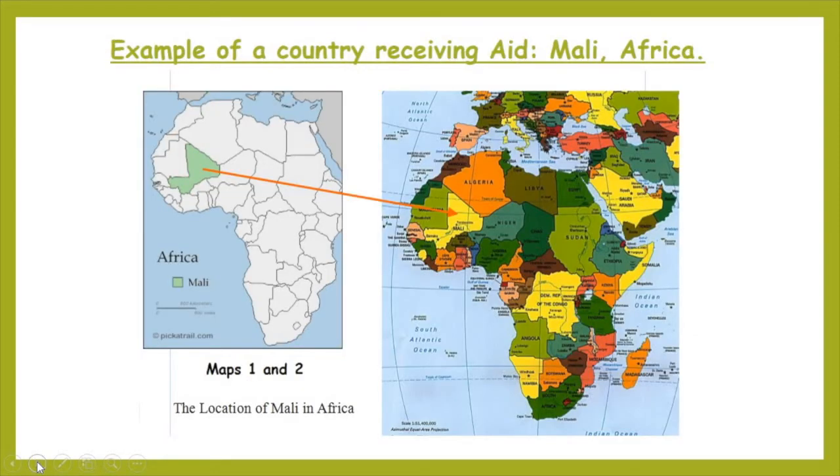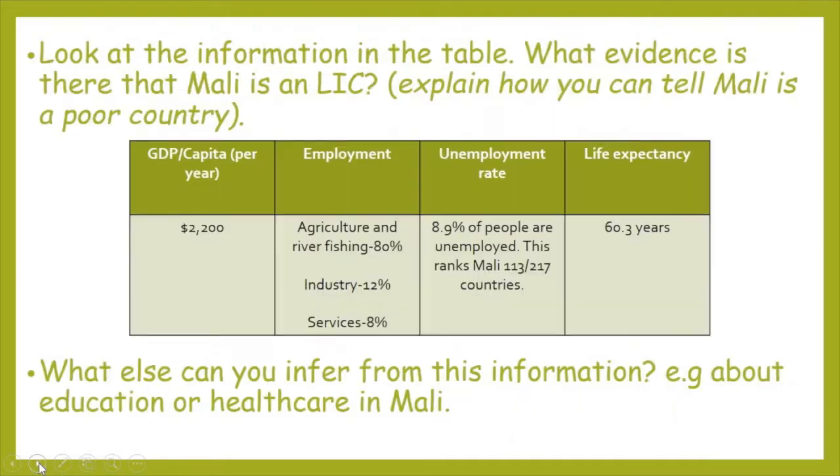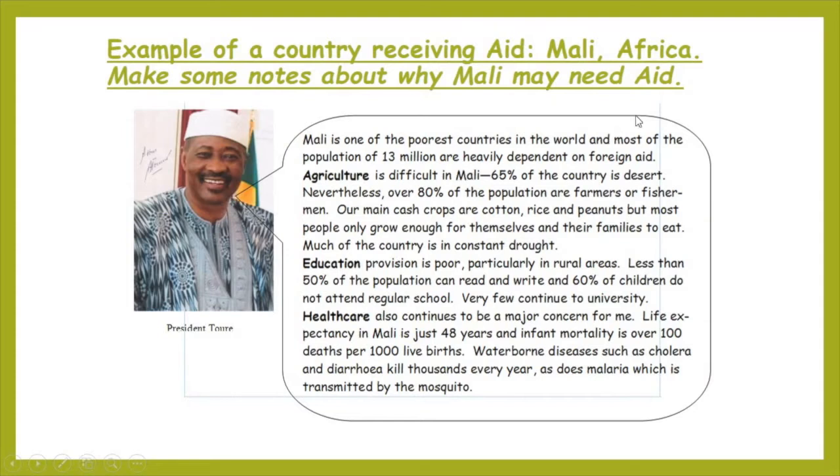So what we're going to do here is look at an example of a country that needs aid, and we're going to use Mali. So Mali is in sub-Saharan Africa. It's an exceptionally poor country. It is an LIC, and here are some of the challenges that Mali is facing. So it's one of the poorest countries in the world. Most of the population of 13 million are heavily dependent on foreign aid.